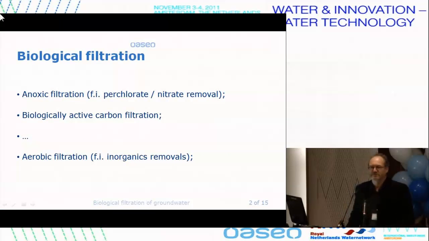Biological filtration is, of course, a very wide notion. You can think of anoxic processes to remove nitrate and perchlorate from water. You can think of all kinds of processes removing organic micropollutants or natural organic matter. And of course you can think of other processes, stabilizing water, for instance. But today I'm going to talk about aerobic filtration, so filtration under aerobic conditions, and then aimed at the treatment of groundwater, anaerobic groundwater, to remove iron and manganese, methane and ammonium.